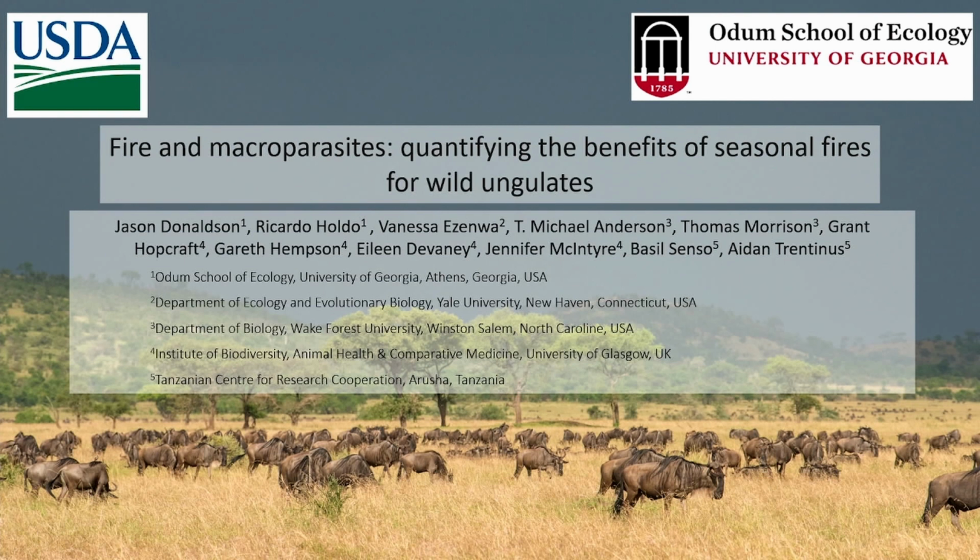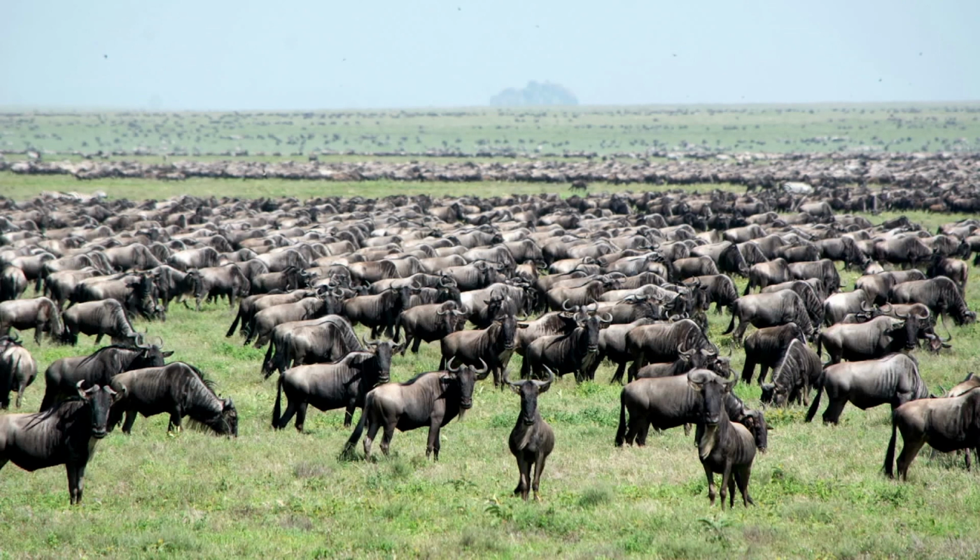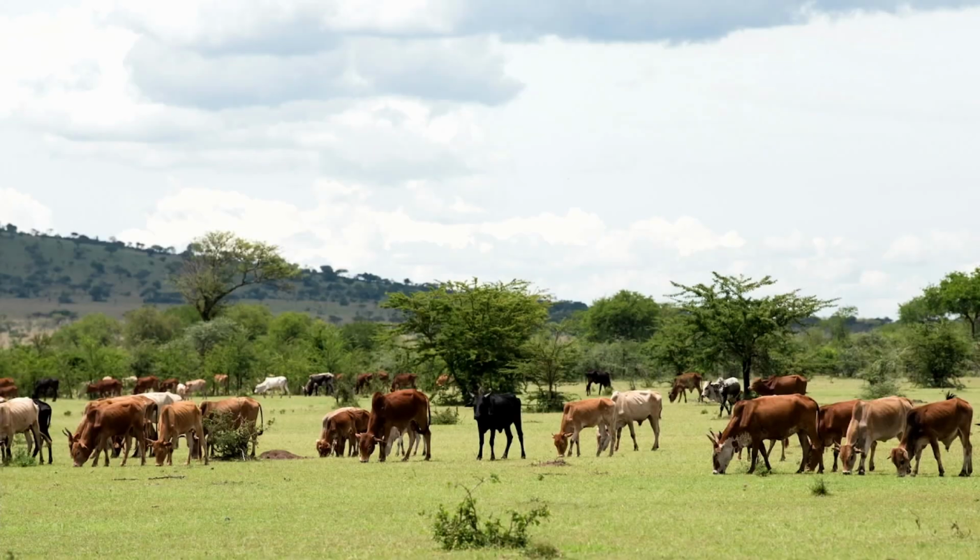So I'm going to start with really what's a very basic savanna start, which is that fire burns in savannas, burns quite a lot. And there's herbivores in savannas, wild herbivores, in huge numbers, we know this. And also there's livestock, again, really big numbers of livestock, very important for human livelihoods.